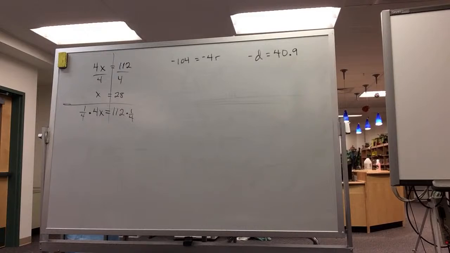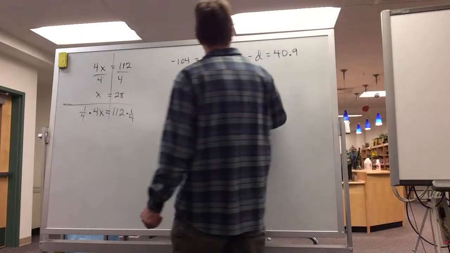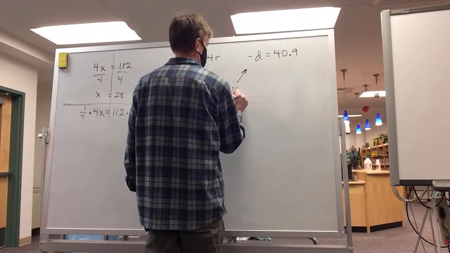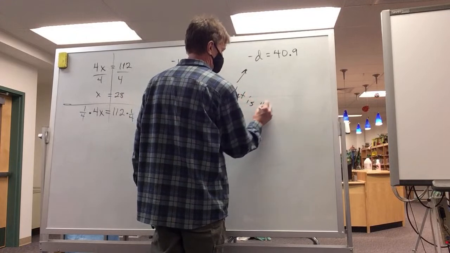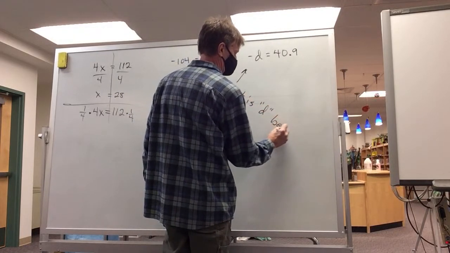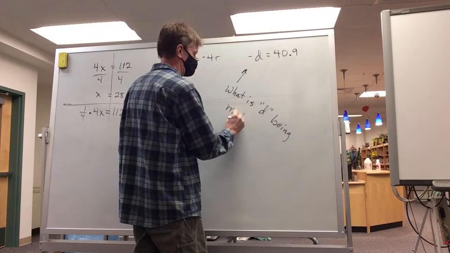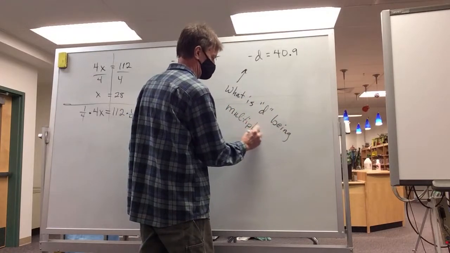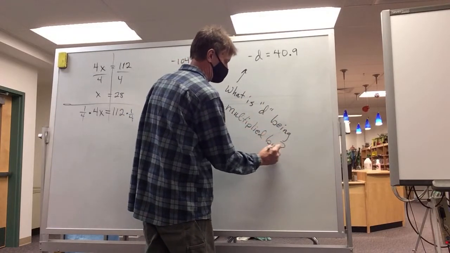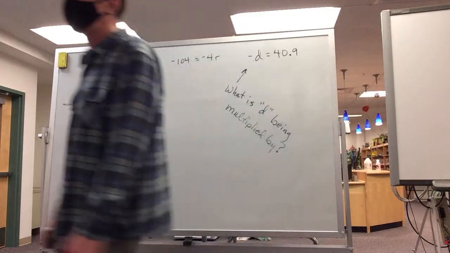No, D is actually equal. It does make the whole thing negative, but then, good point. What is D being multiplied by? Did you get the next one? Where was the next one? By D. Negative, oh, negative D. That might be the key to you figuring that one out.